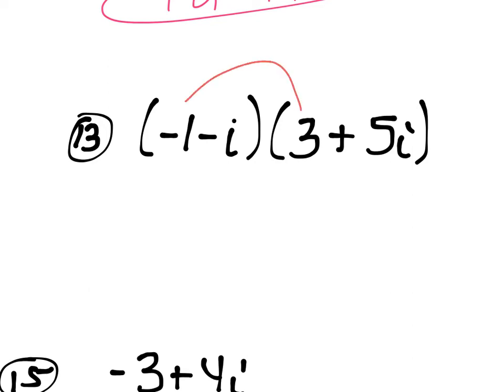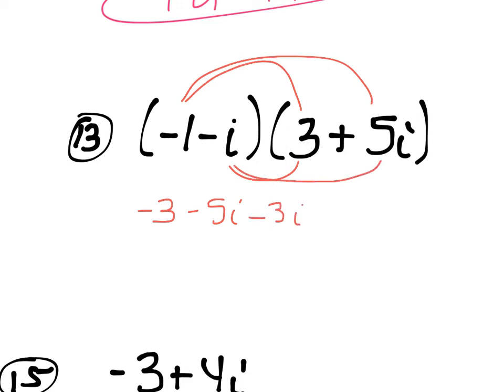All right, guys. -1 times 3 is what? -3. -1 times 5i? -5i. Great. -i times 3? -3i. And then -i times 5i? Plus 5i squared. Minus 5i squared.